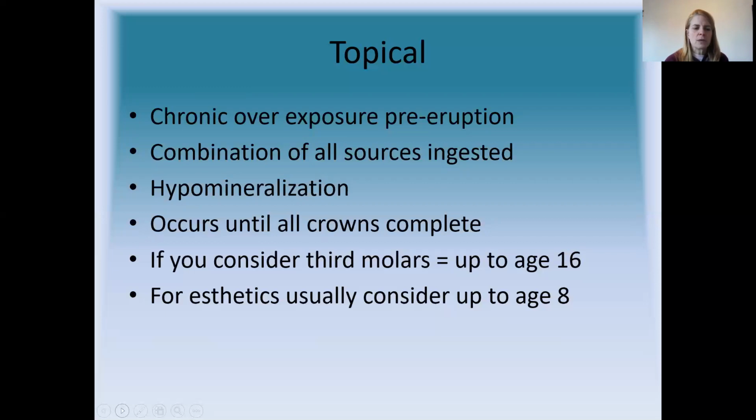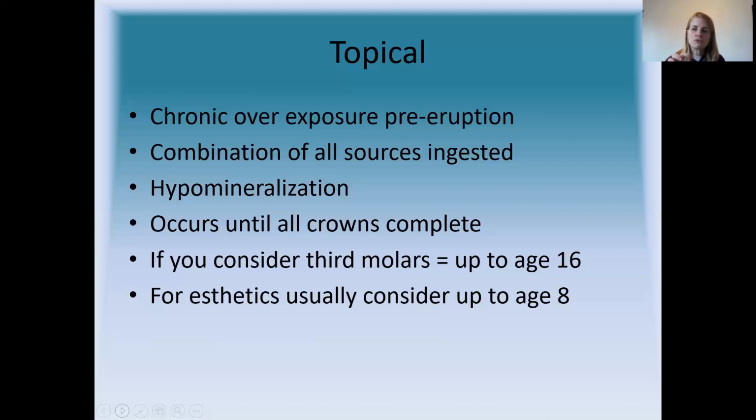So if somebody wasn't taking additional systemic fluoride in the form of a pill or a drop or something like that, there are a lot of different sources. They could have hypomineralization, so the ameloblasts have been disturbed by the fluoride, and there's low mineralization, stained mineralization, pitting or mottling on the teeth. This will occur all the way up until all of the crowns of the teeth are complete. If you consider the third molars, that can be up to age 16.